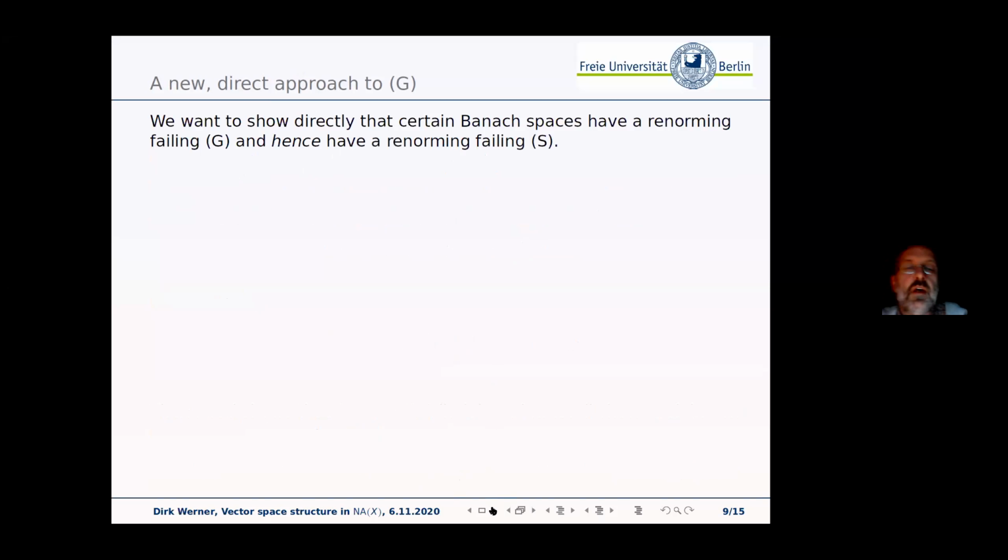So this is the point where the actual talk starts, because I want to report on this paper I was mentioning, where we try to approach problem G directly without doing the detour to first study problem S. So this is what we want to do. And we will look at Banach spaces X that can be renormed to fail this property G.